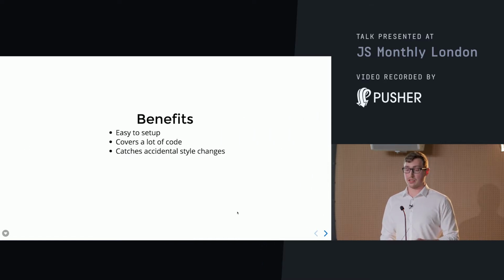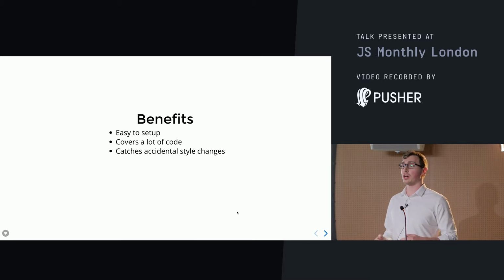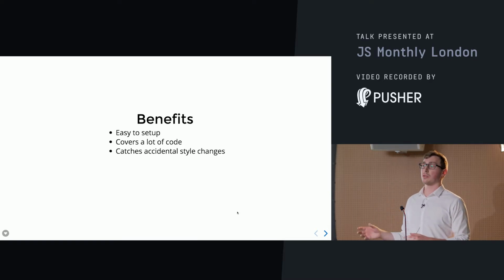The benefits of snapshot tests is that they're easy to set up nowadays with Jest. You just call the function and Jest does all the rest of the work for you. It also covers a lot of code. When you have large 100-line components, you don't want to be unit testing every single line, or you're going to end up with brittle tests that make development slow. When you've got snapshot tests, you can cover a lot of lines with minimal overhead. And finally, the biggest benefit, like I said, is that they catch style changes.